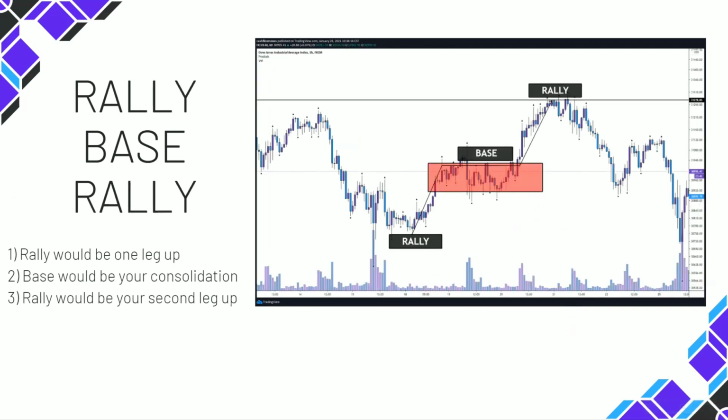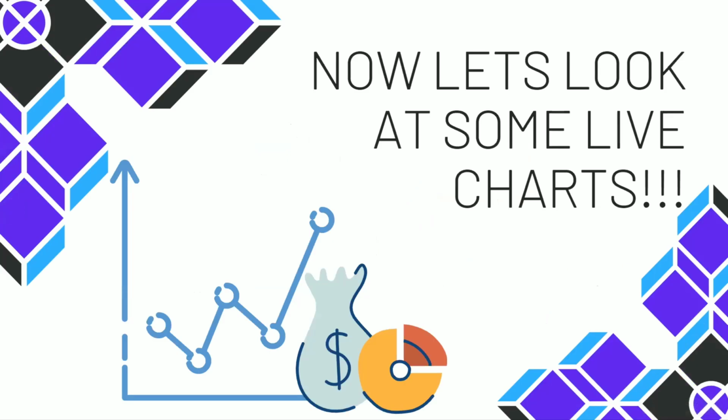Lastly, we have the rally base rally, a bullish continuation, which starts with a rally, one leg up. Then you have your accumulation base, which is the consolidation, and then your second leg to the upside. So you have your rally, accumulation, and then another rally. All right. Now let's look at some live charts and see how to draw support and resistance and identify supply and demand zones. Stay tuned.